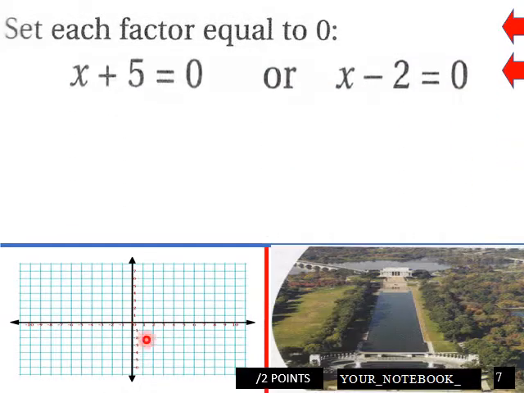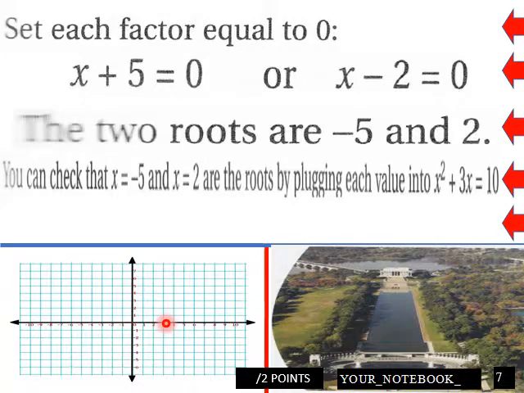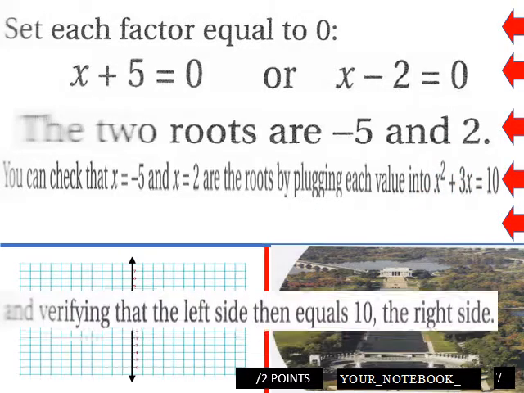Set each factor equal to 0. So we have x plus 5 equals 0, x minus 2 equals 0. So our two roots are negative 5 over here, and then 2 would be here. That would be where your parabola crosses. You can check that negative 5 and 2 are roots by plugging each value into this quadratic and seeing if it is valid.